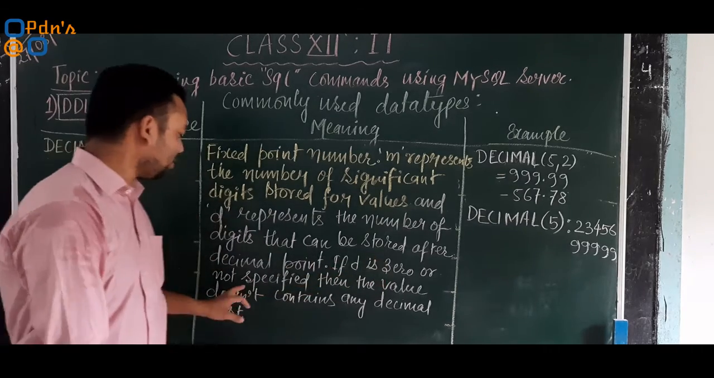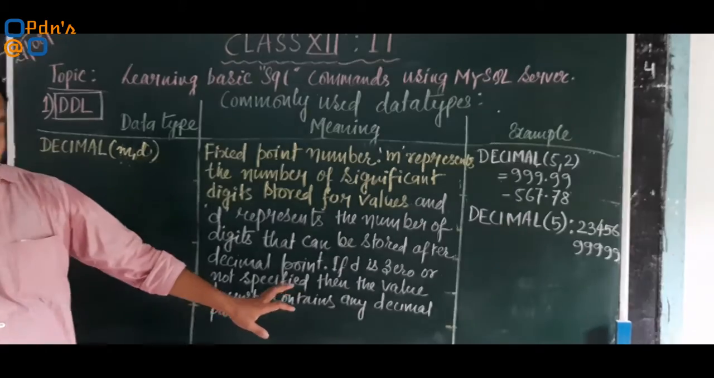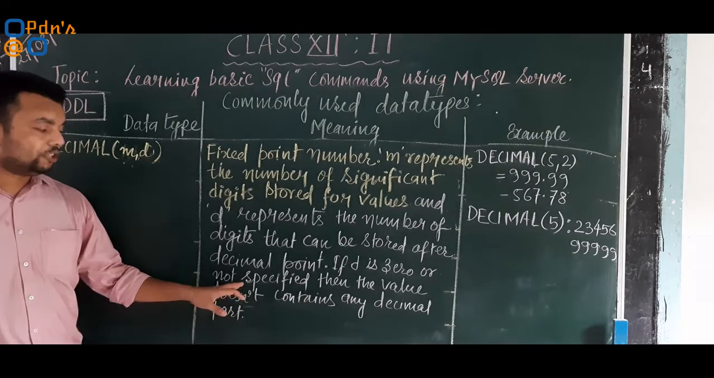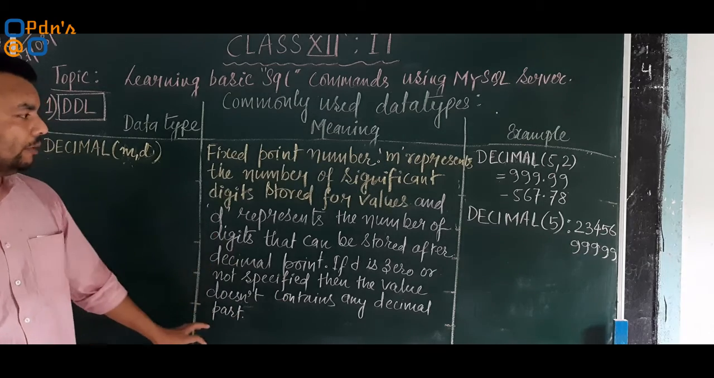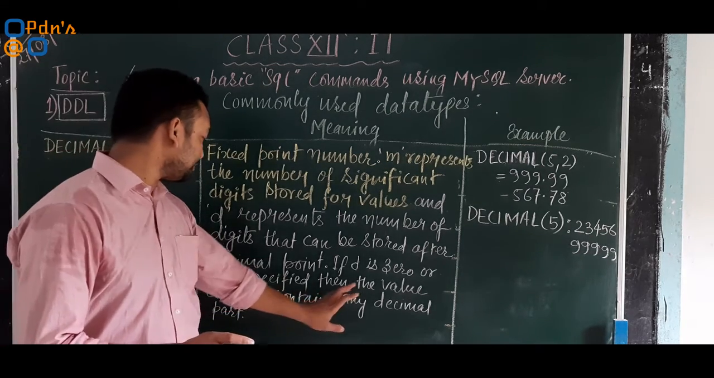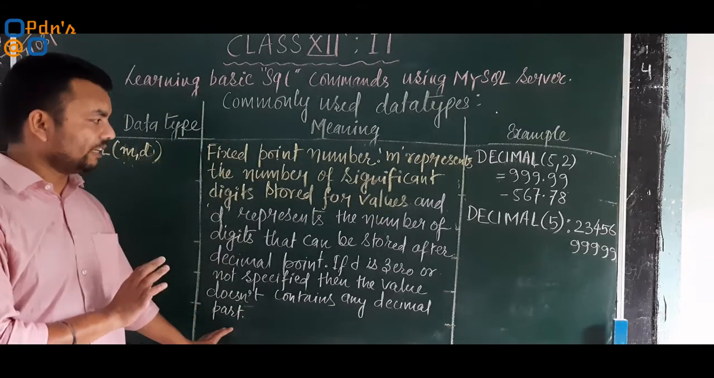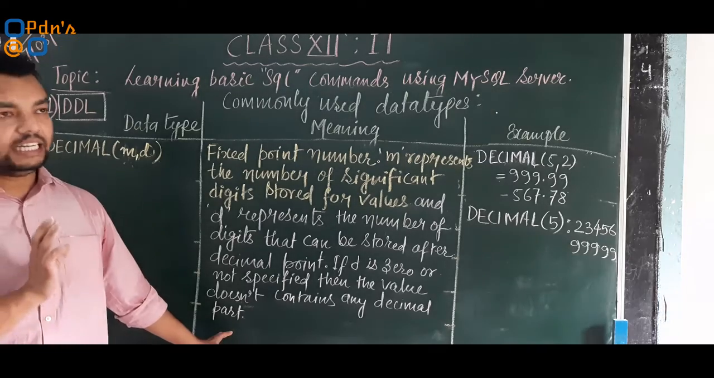If D is 0 or not specified, and simply M is given, in such a situation it means that the value does not contain any decimal part. It simply means that the particular value does not contain any decimal part.